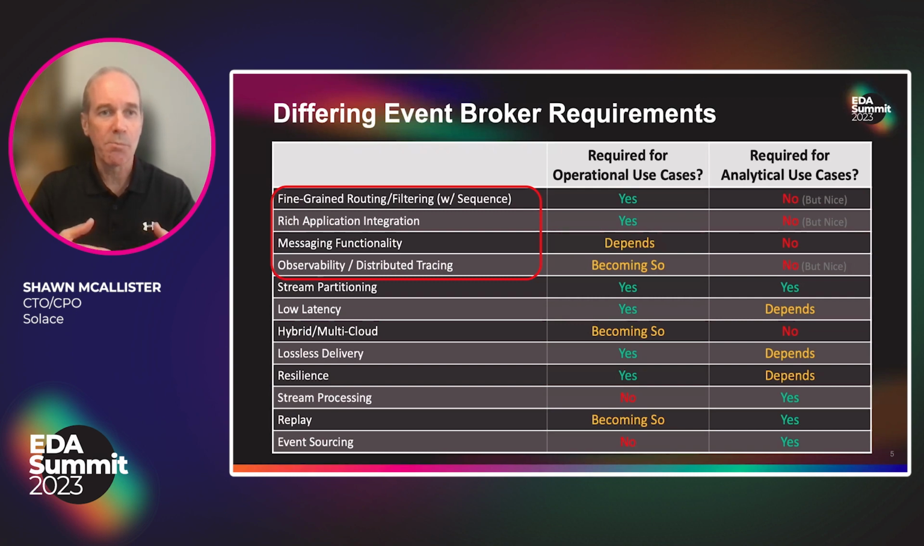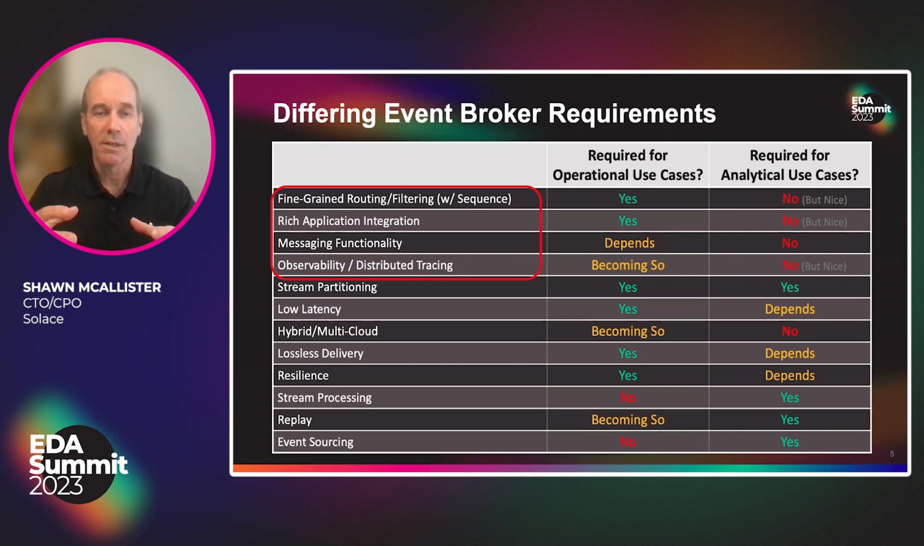So from a stream partitioning point of view, what that means is the ability to take a stream of events and apply them to a horizontally scaled set of consumers. So you partition it to those consumers to be able to maintain order and processing. And so horizontal scaling is a requirement of both operational and analytics use cases. So that's done. Low latency is very important in operational use cases, because you need to be able to provide good user experience, fast response time to your customers.